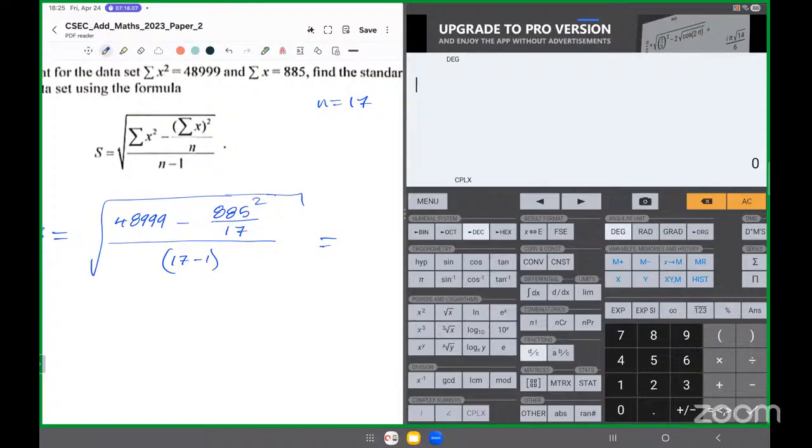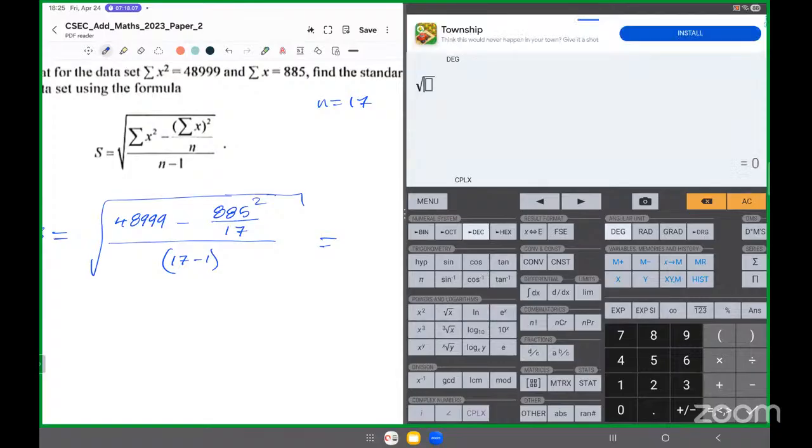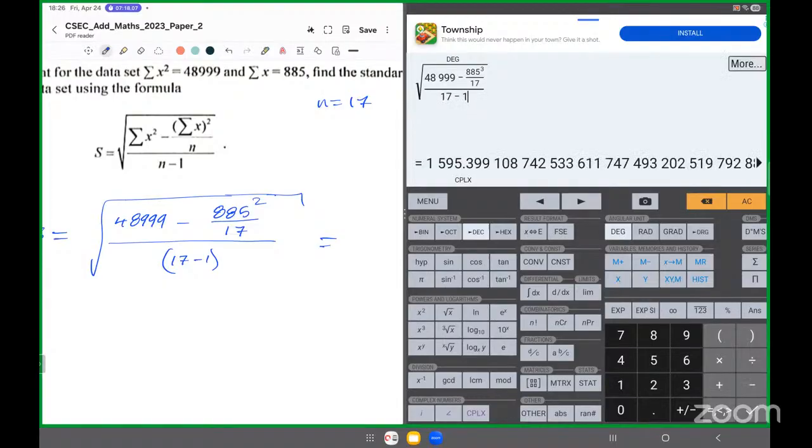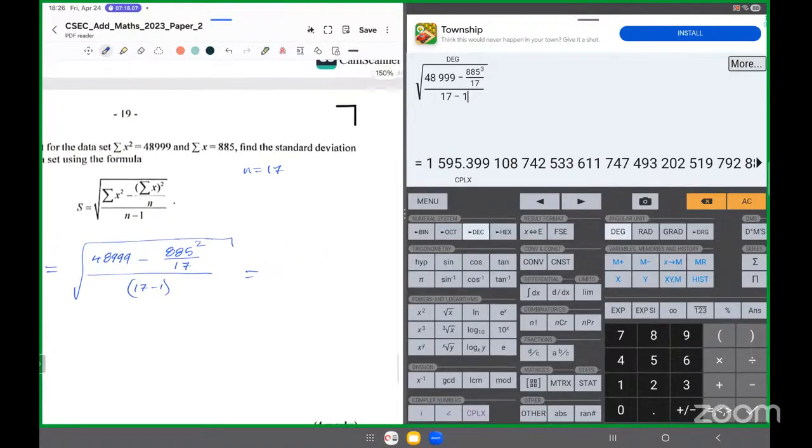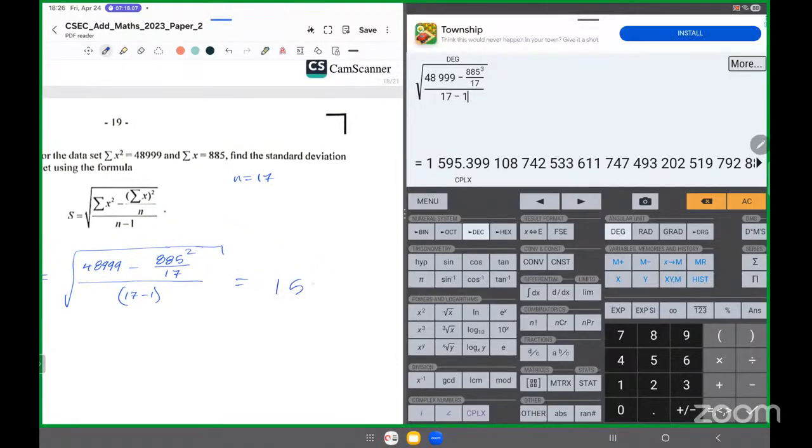The square root fraction. On top we have 48999 minus fraction again, that's 885 squared over 17, all over 17 minus 1. If you're putting everything in right, we're getting 1595.